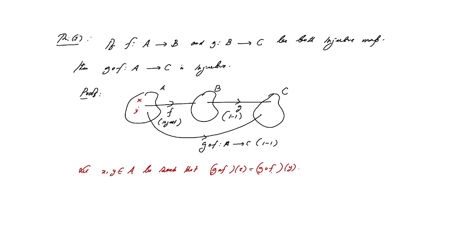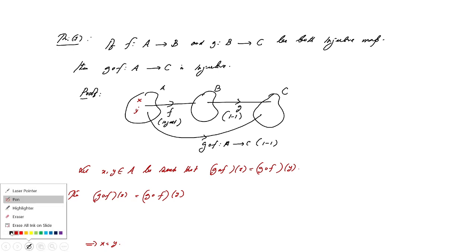Okay, since g composed f is well defined, what will we show then? We will show that if g composed f of x equals g composed f of y, that must imply x equals y. That is what we need to show. The question is how we have to show it. Here we have to apply the definition.